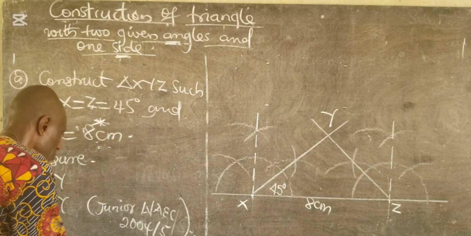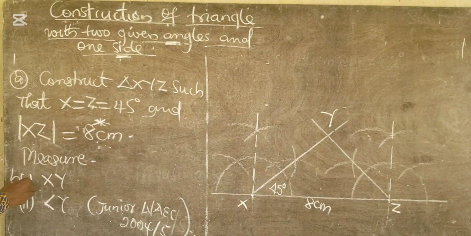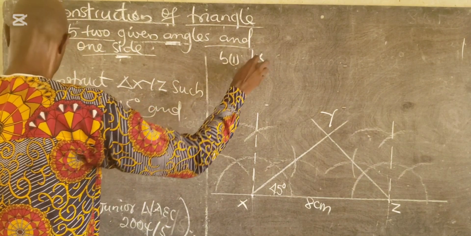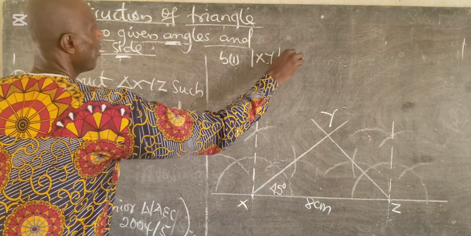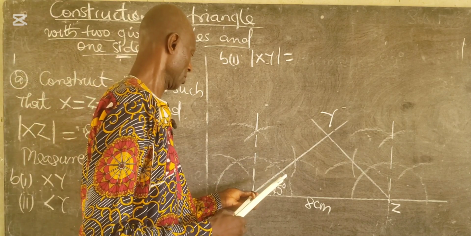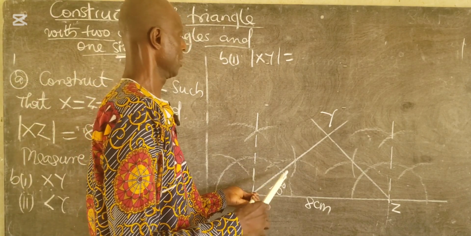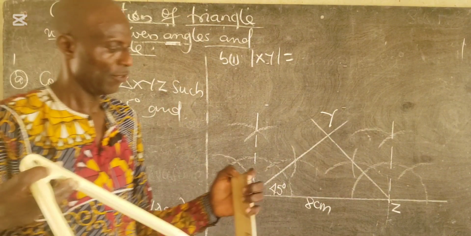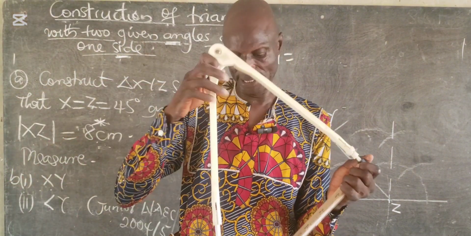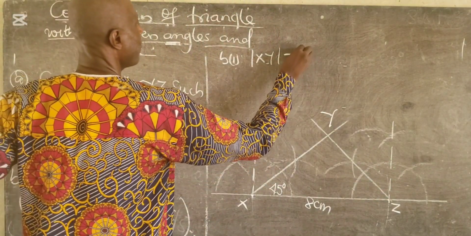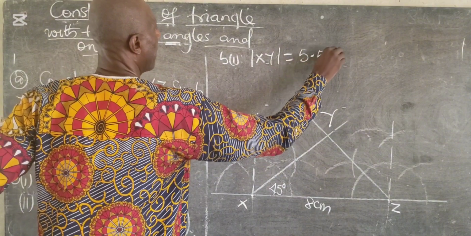Now the question says we should measure line XY. Number 1, line XY is equal to what? You now bring your pair of dividers. You place it on X and take it to Y. Then you bring your ruler. You put it on your ruler at 0 centimeter, you extend it, and my answer is 5.5 centimeters.